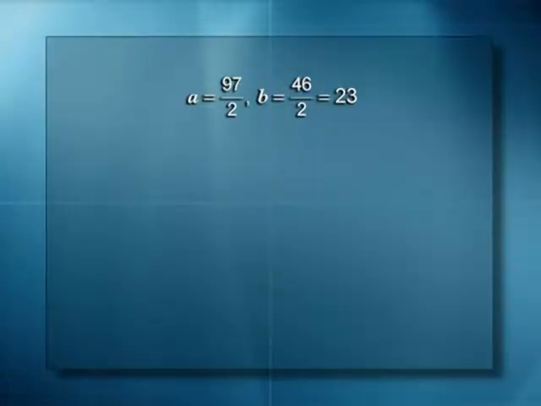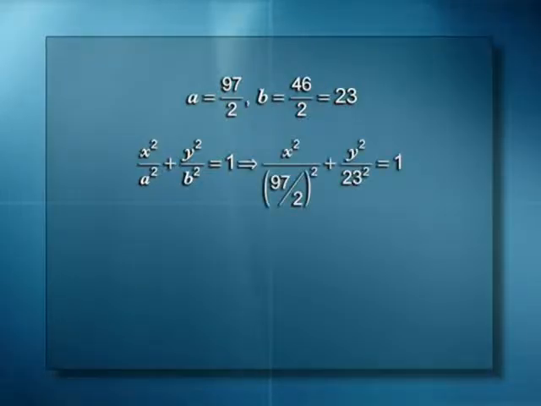We can write down the equation of the ellipse, assuming that the center is at the origin. We have x squared over a squared plus y squared over b squared equals 1. Plug in the numbers: x squared over the quantity 97 over 2 squared, plus y squared over 23 squared equals 1. And that's your equation of Statuary Hall, with the center at the origin.